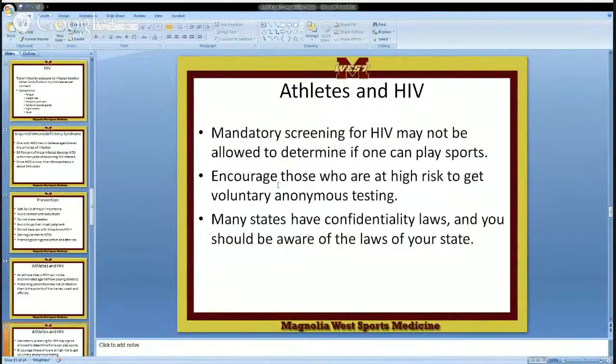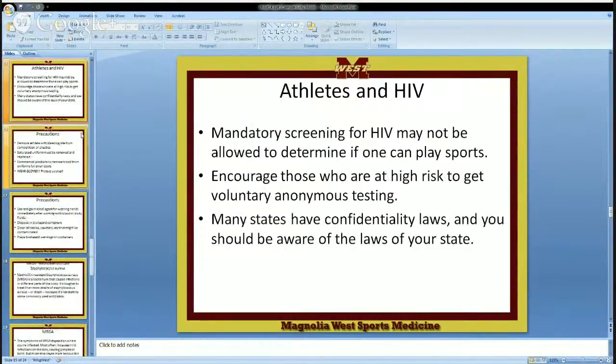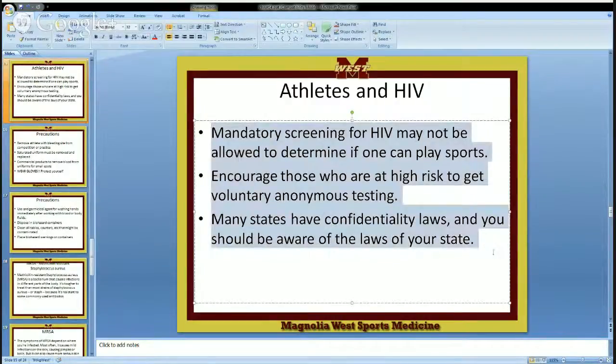All right, let's see, slide 15. Make sure that you encourage those who are at high risk to go ahead and get tested. You'll live a lot longer if you know sooner. Again on 15, many states have confidentiality laws. I told you the story about the guy up in that one school. Also, mandatory screening for HIV may not be allowed, as some folks look at it as prejudiced.